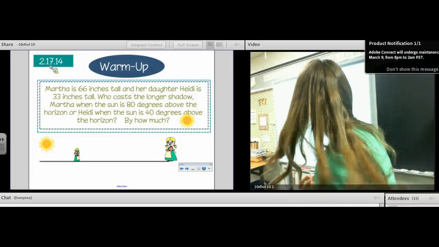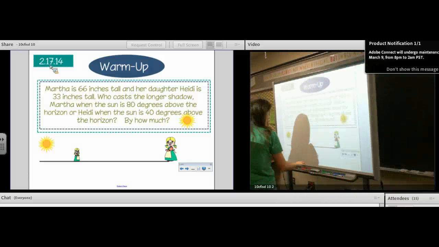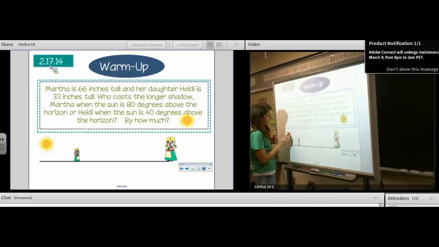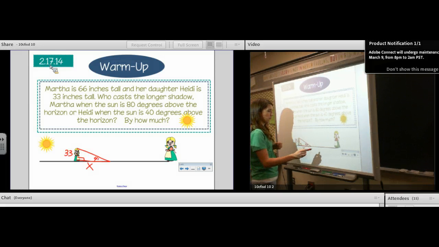So on this warm-up, you're going to want to make a separate triangle for each girl. So you've got the sun, and you can start the triangle at the sun, or you can just start the triangle at her height. It's up to you. So here's Heidi. She's got her own triangle. She's 33. We want to know how long her shadow is. And the sun is at a 40-degree angle.